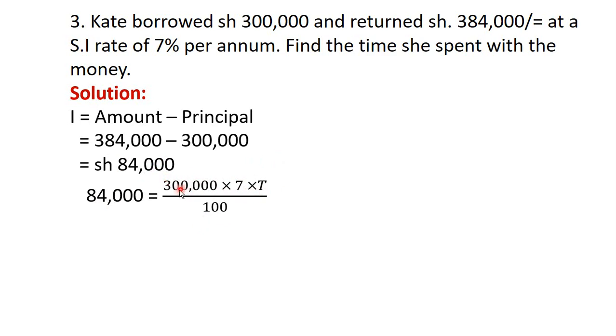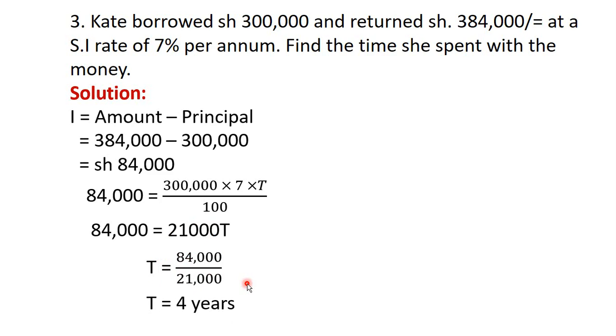So when we multiply 300,000 times 7 divided by 100, that will give us 21,000 times t, which is 21,000 t. So we shall have 84,000 is equal to 21,000 t. Divide through by 21,000, so that we make t the subject. We shall have t is going to be 84,000 divided by 21,000. When you divide this, we shall get 4, and so the time is going to be 4 years.